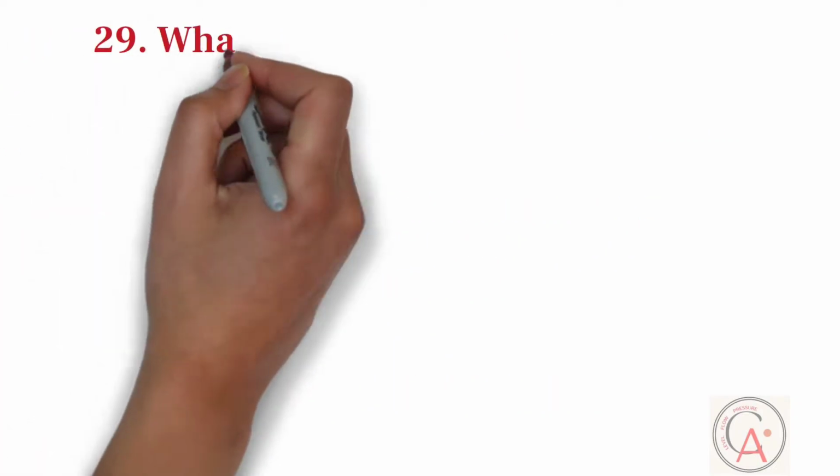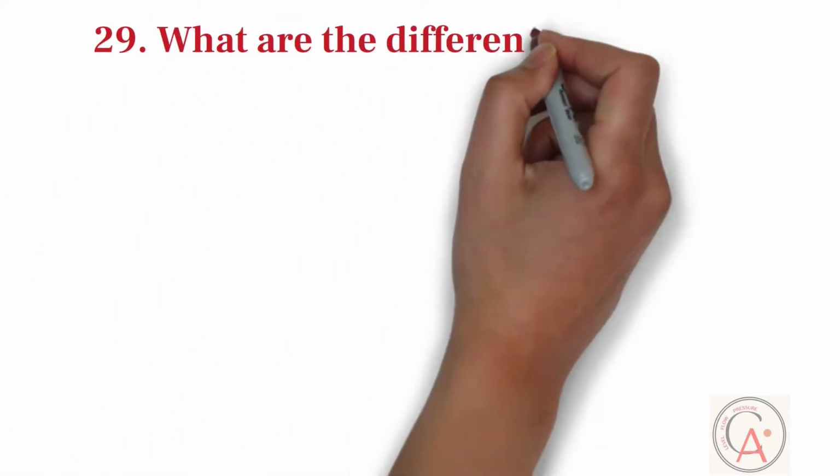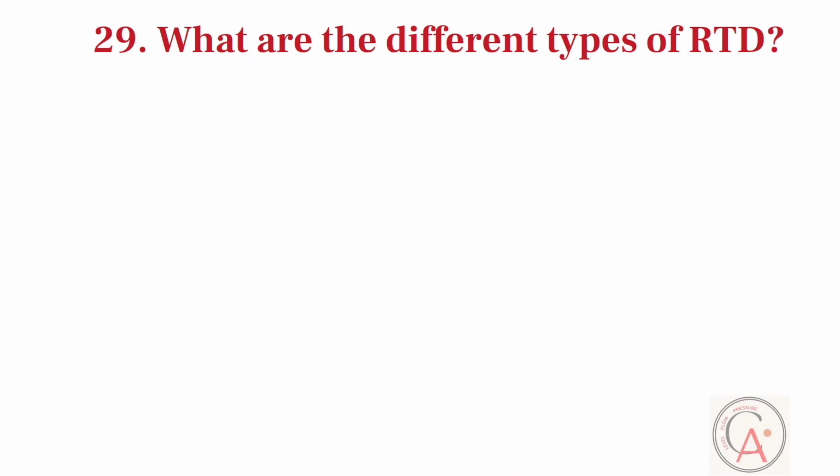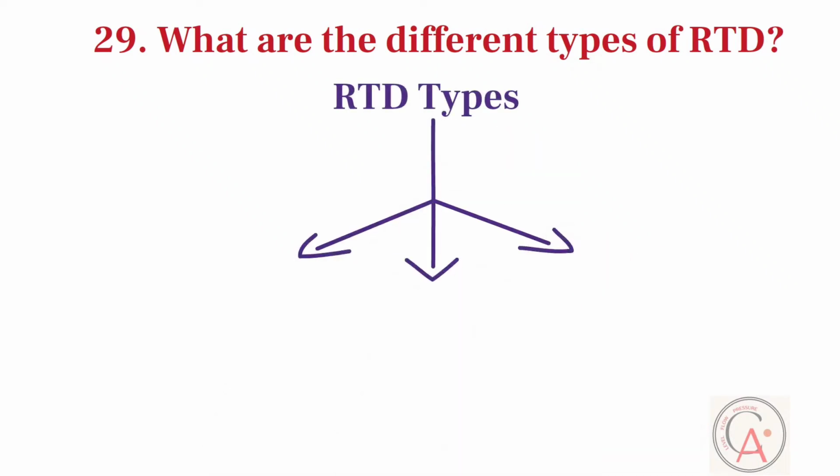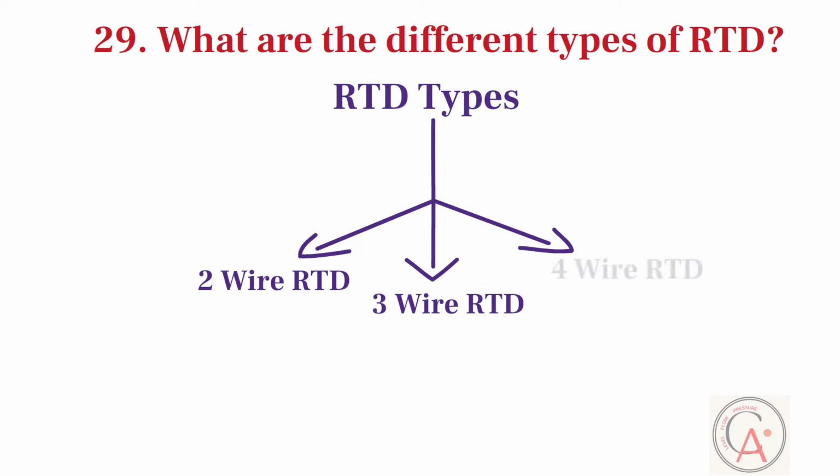Second last question is, what are the different types of RTD available in the market? There are mainly three different types of RTD. First type of RTD is a 2-wire RTD. Second type of RTD is a 3-wire RTD. And third type is 4-wire RTD.